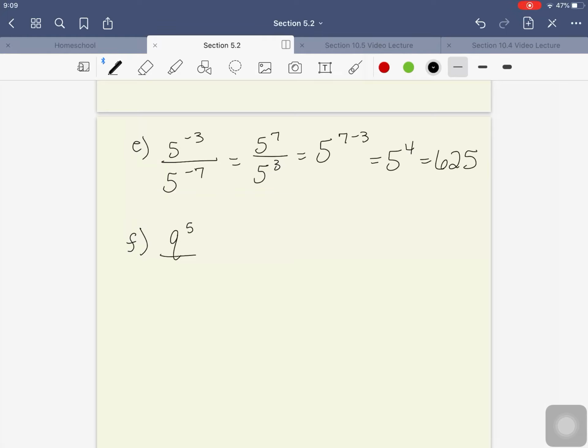Q to the 5th over Q to the negative 3rd. Again, I would first flip your negative exponent. So that would be Q to the 5th, and I'm going to bring Q to the 3rd up to the numerator. And now you would use the product rule. Q to the 5 plus 3 is Q to the 8th. So recall MADS, when you're multiplying, you add. So that would be Q to the 5 plus 3, or Q to the 8th.